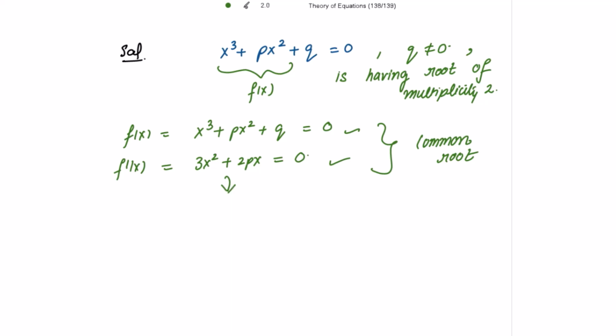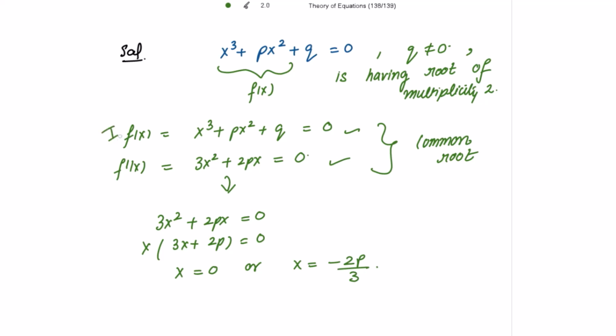Let's check from the second equation what we are getting. 3x² plus 2px equal to 0. Taking x common, we are getting x(3x plus 2p) equal to 0. That is, we are getting x equal to 0 or x equal to minus 2p divided by 3. That means the first equation is having one of these roots because both the equations are having a common root.